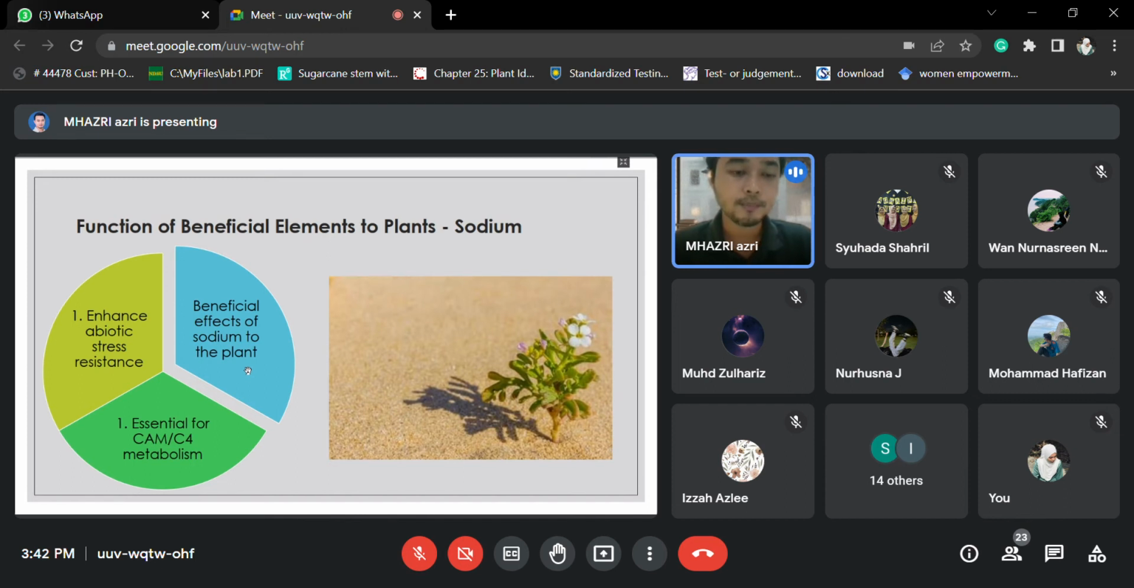Okay, apart from that, sodiums also is required for CAM or C4 plant. Okay, kita ada C4 dengan CAM, dia ada berbeza. Okay, tapi selain C4 kita ada C3. Okay, tapi untuk yang plant yang dia punya fotosintesis dia ikut C4 sebagai contoh pokok nanas, dia perlukan lebih sodium. Okay, sebab apa? Sodium tu dia boleh menggantikan fungsi potassium. Okay, nanti kita tengok.